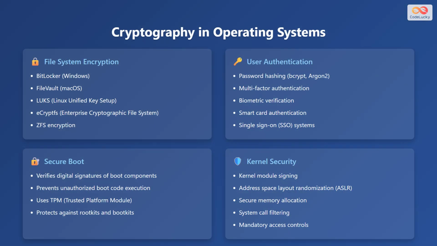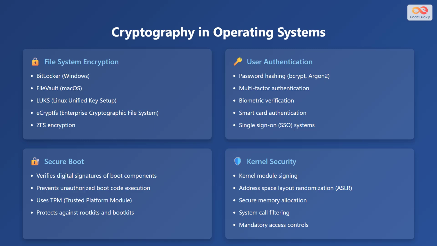Let's explore the role of cryptography in operating systems. Cryptography is integral to modern operating systems, providing essential security features. Some of these features include file system encryption, such as BitLocker in Windows, FileVault in macOS, Linux Unified Key Setup in Linux, Enterprise Cryptographic File System, and Zettabyte File System encryption.